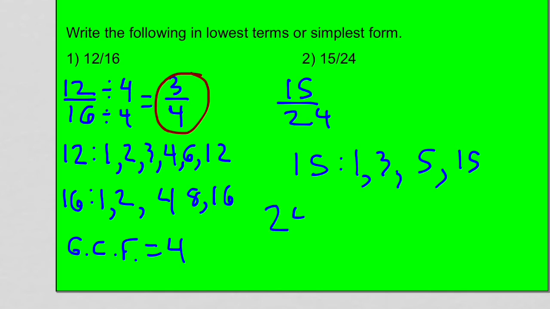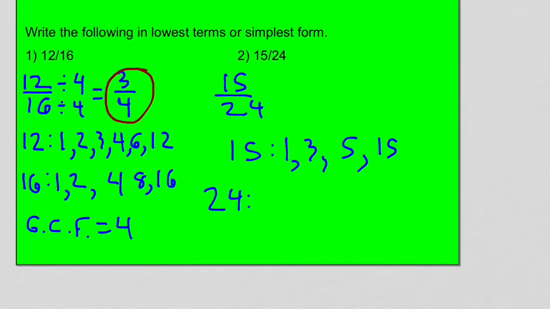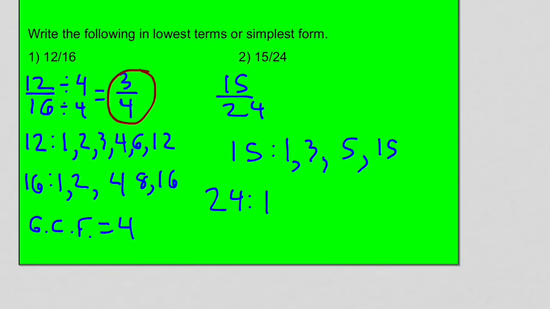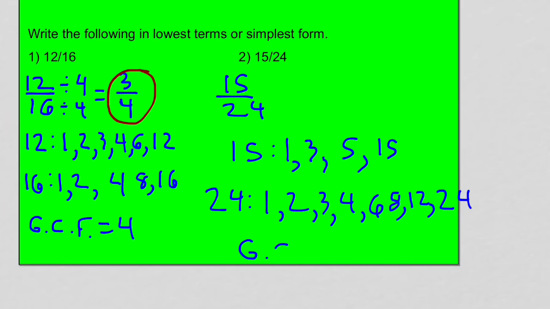The factors of 24 are 1 times 24. There's 2 times 12. There's 3 times 8. And there's 4 times 6. And then if we look at the ones that are common, there's 1 common. And there is 3 common. So we would say the greatest common factor, the GCF, is 3.